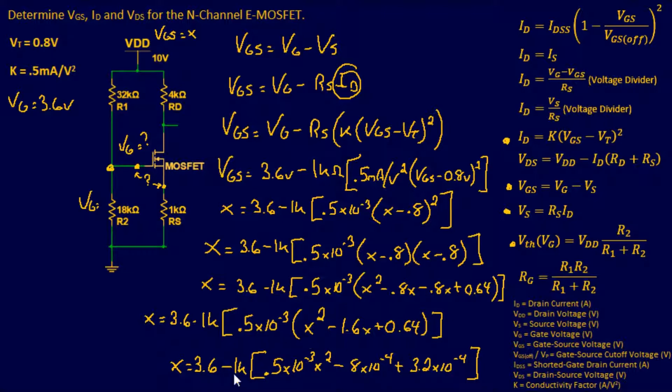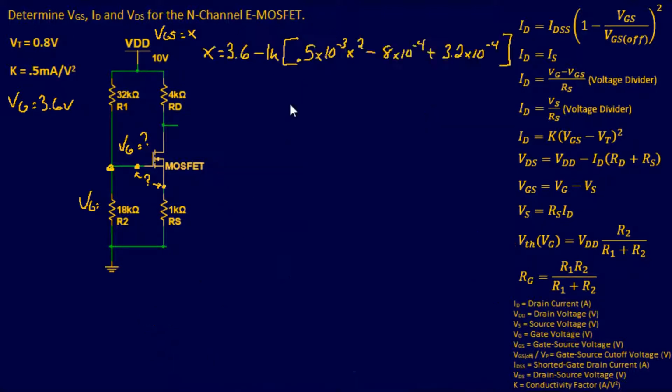Now, we can actually take this 1k here and multiply that back in. So I'll tell you what, I'm going to clean all this up and move this guy upward. Now I can multiply the 1k times this bracket. So I'm going to bring this down. X equals 3.6 volts minus, and 1k times 0.5 times 10 to the 3, x squared equals 0.5 x squared minus 0.8 x, and then it's going to be plus 0.32. Yeah, even I forget the x's every now and then.